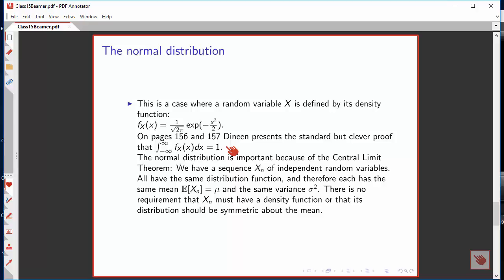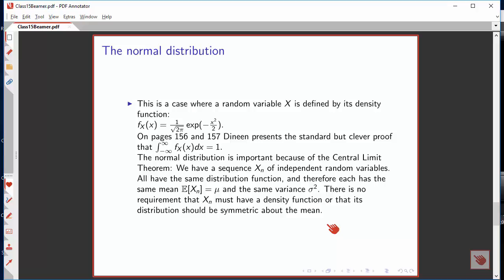Why is this normal distribution important? It's important because of the central limit theorem. So let me finish up by stating, but not proving, the central limit theorem. We've got a sequence, X sub n, of independent random variables. They all have the same distribution function, and they therefore all have the same expectation and the same variance.